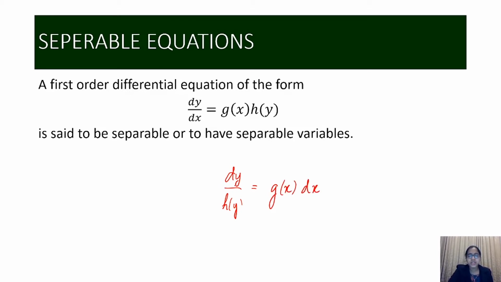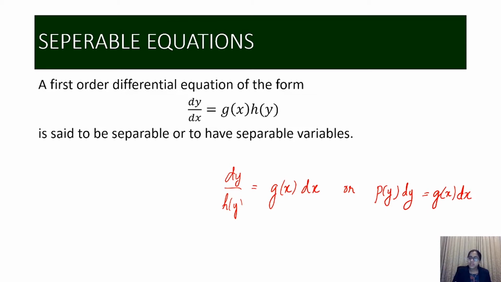Now if I consider this 1 by h of y to be some other function of y, I can say p of y. P of y into dy is equal to g of x into dx. So that is what is meant by a separable equation. That is, I can separate the variables: the function of y along with dy and the function of x along with dx.